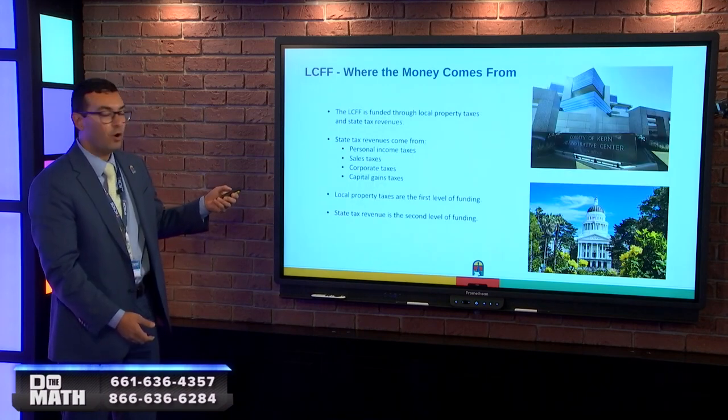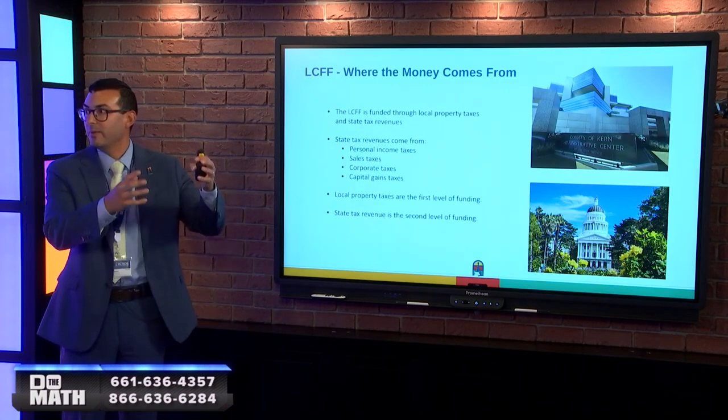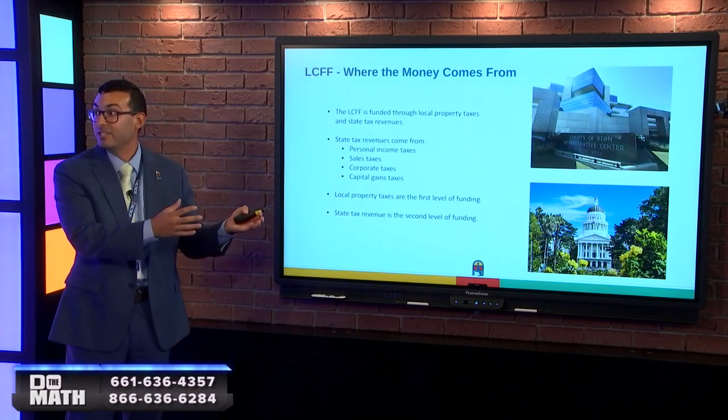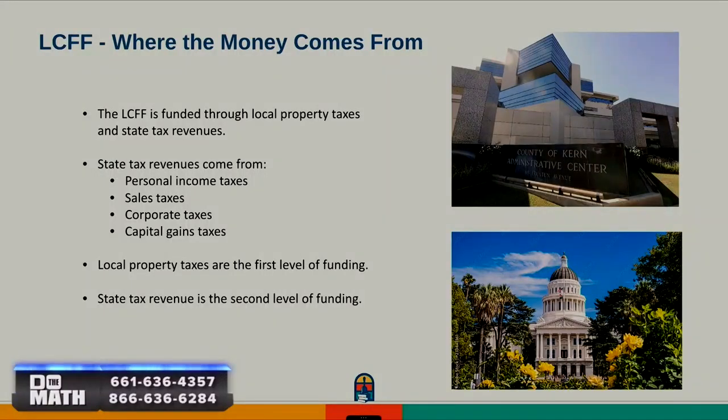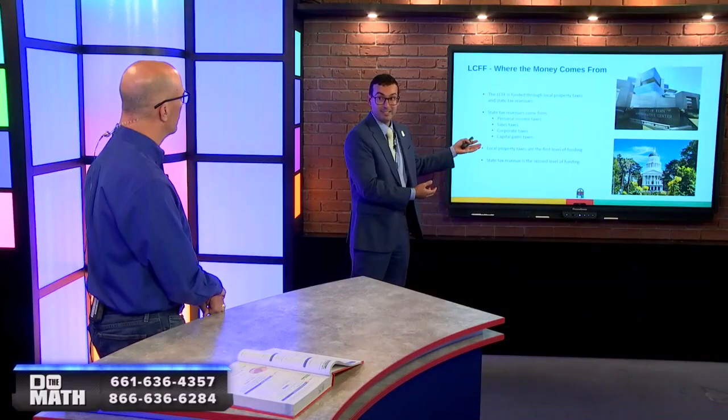Moving forward, all that money. We're talking about tax revenues that are coming into the state of California and locally. Where does that money come from? Well, from the state, it comes from a couple of different sources: corporation taxes, capital gains taxes, personal income taxes, and sales taxes.